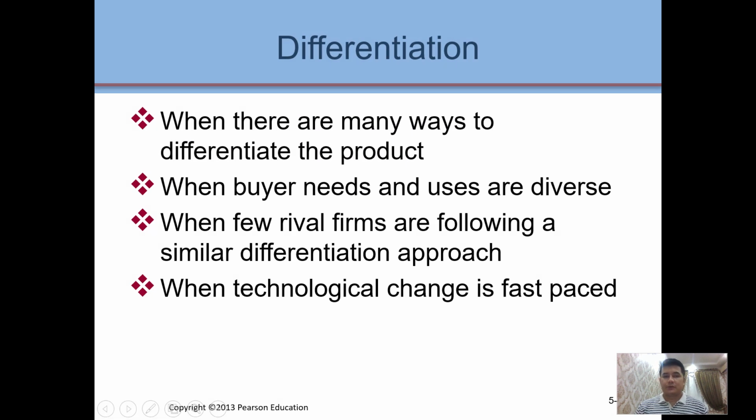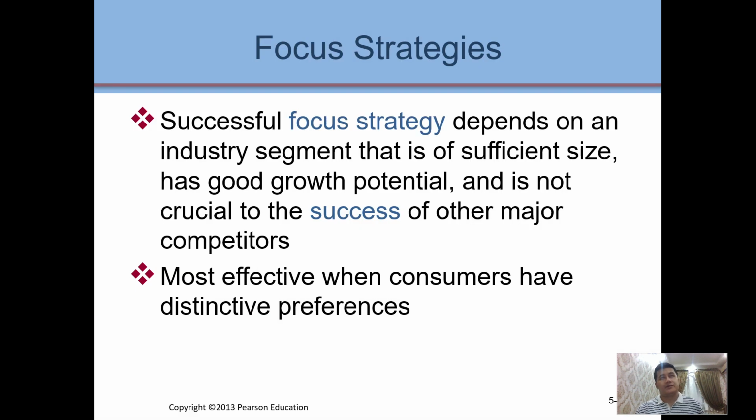So, as I said, those are the guidelines: when there are many ways to differentiate the products, when buyer needs and uses are diverse, when few rival firms are following a similar differentiation approach, or when technological change is fast-paced. On the other hand, there is the focus strategy. A successful focus strategy depends on an industry segment that is of sufficient size, has good growth potential, and is not crucial to the success of other major competitors.